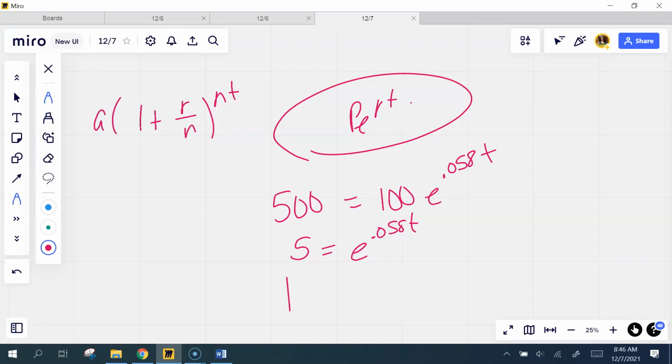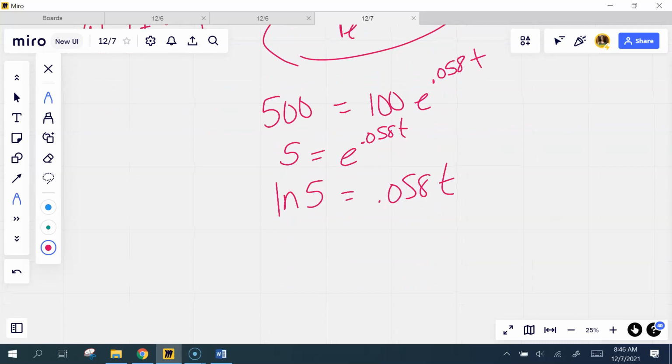I can't see that. It depends on what type of situation you're in. If you're in multiple choice, you'd probably need a calculator to find out what that is. If you're in an FRQ situation, just leave it. All right, 0.058. Take out your calculator. What's natural log 5 divided by 0.058?